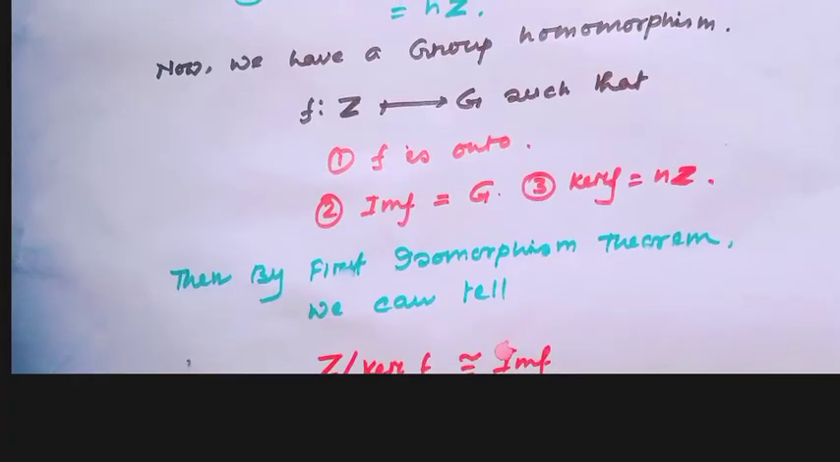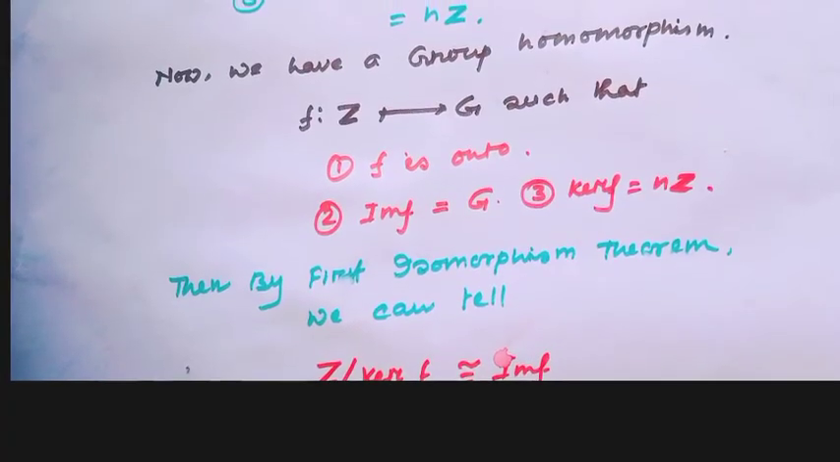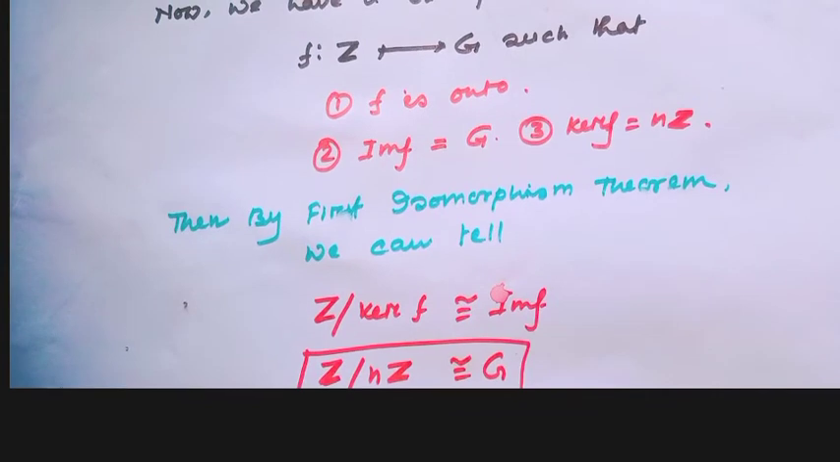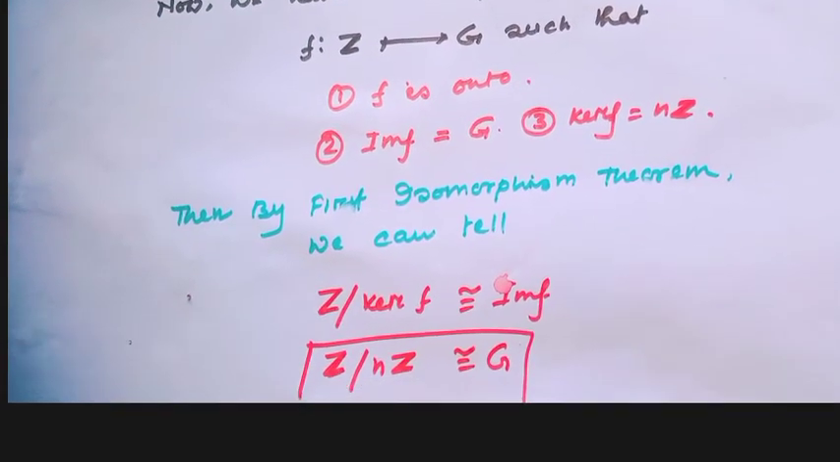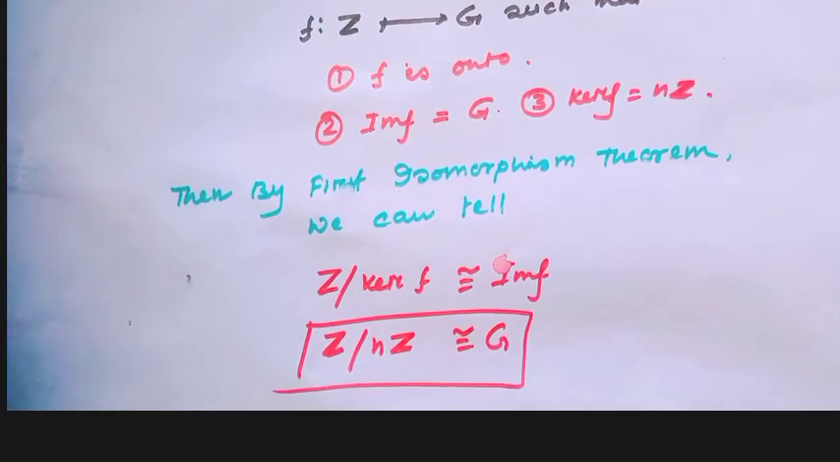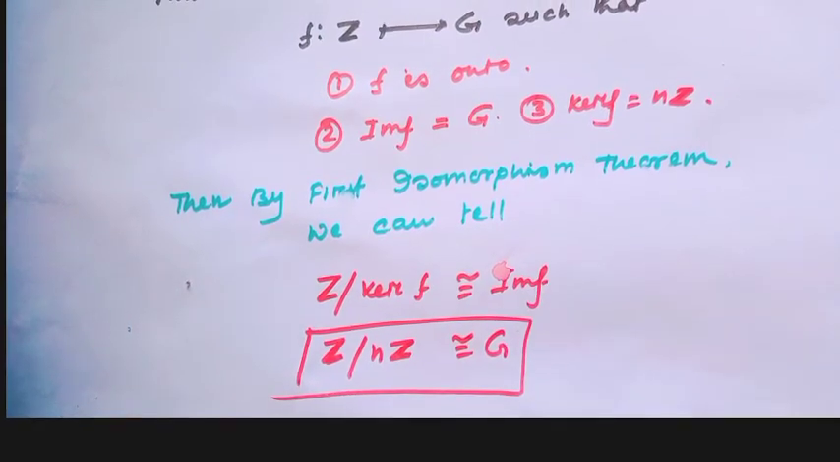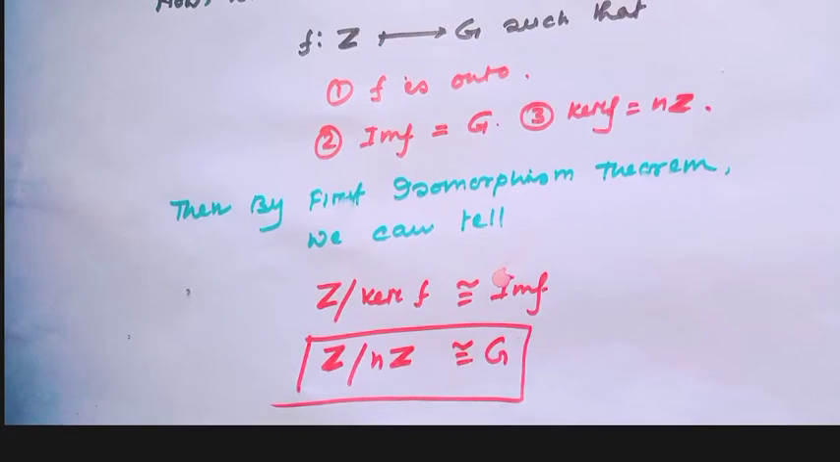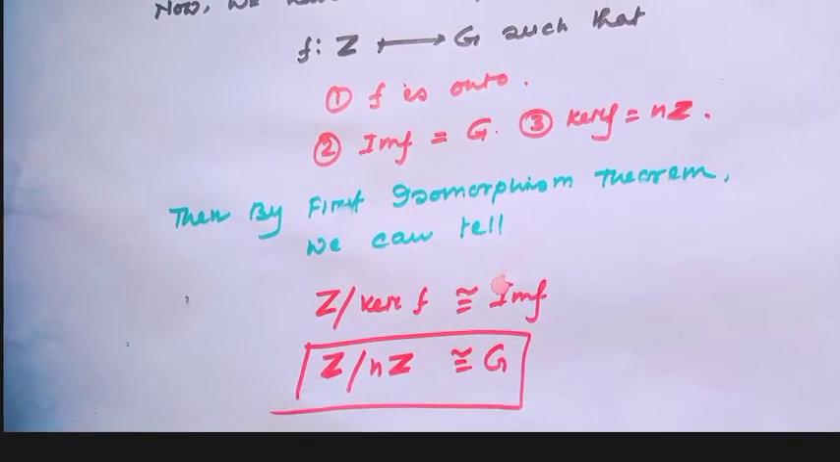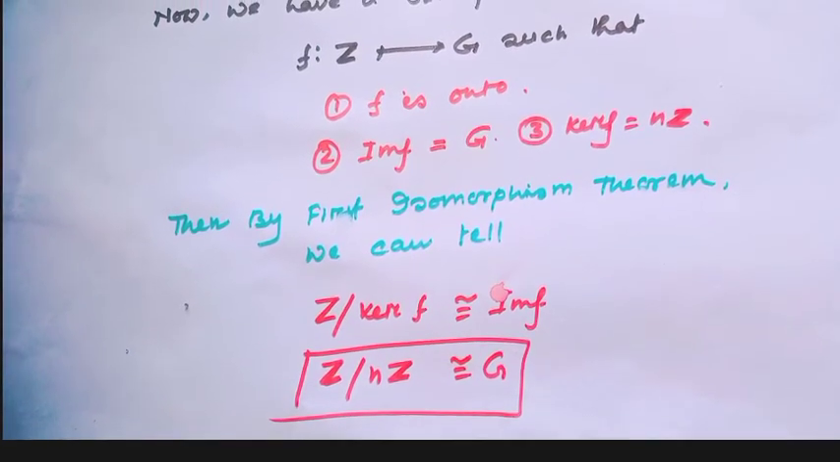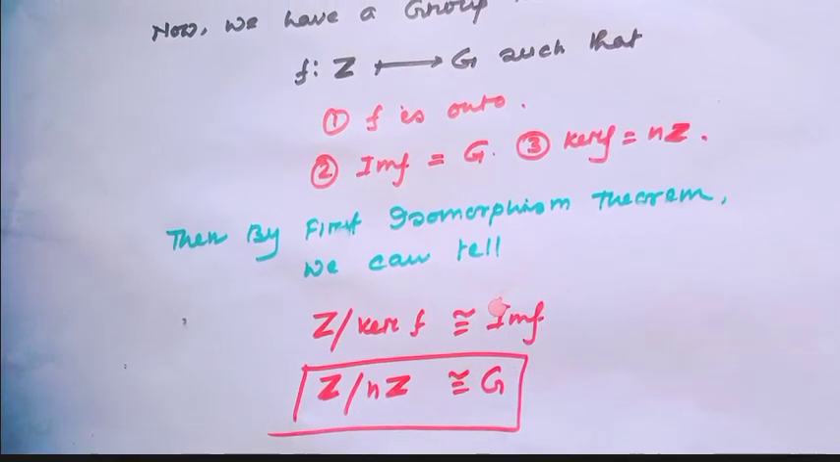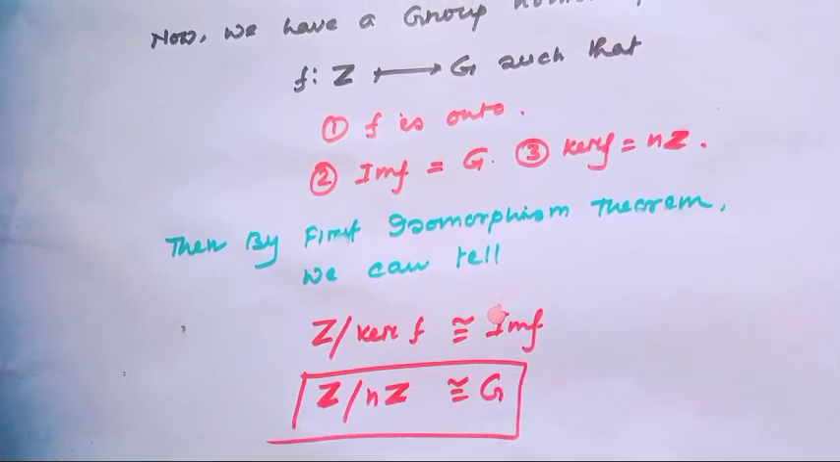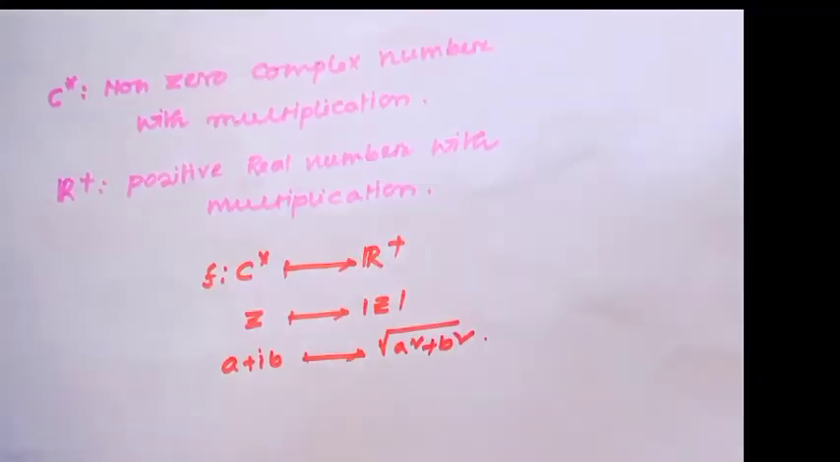Then by the first isomorphism theorem, we can tell Z mod kernel of f is isomorphic to image of f. Since here the kernel of f equal to nZ, we can tell Z mod nZ is isomorphic to the group G, because here the map is onto, so the image is whole G. Are you getting? Well, let's see more examples.